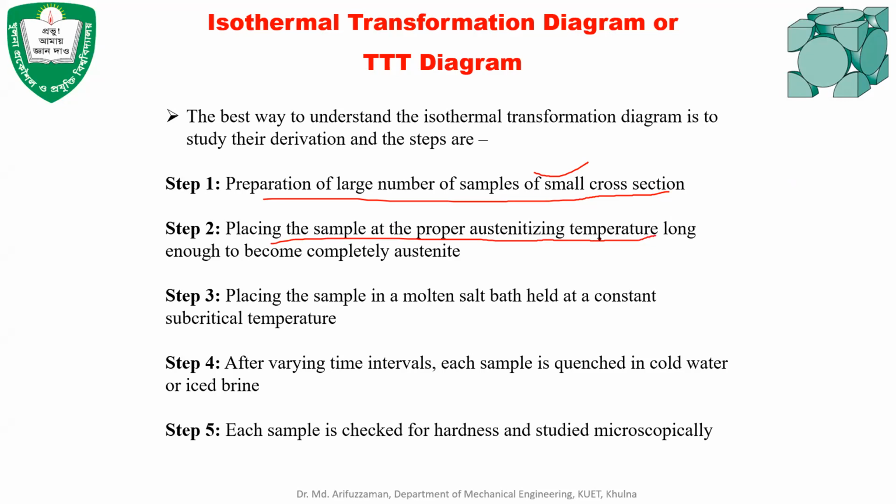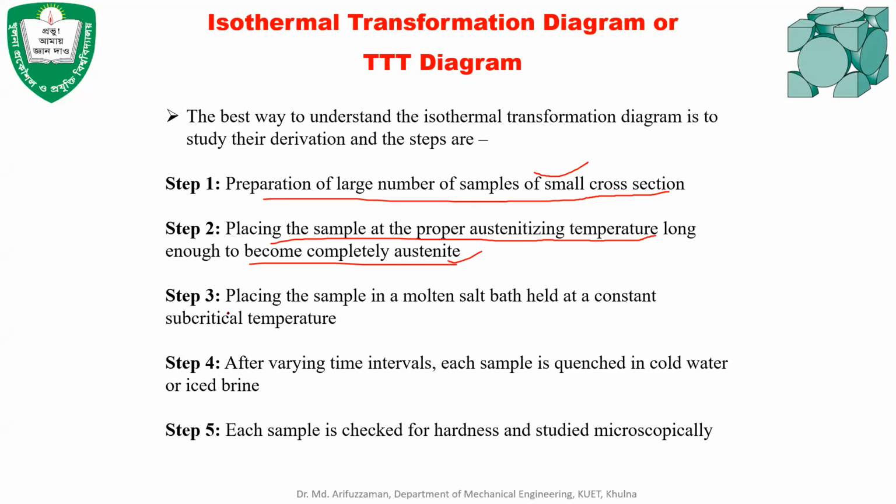and placing the samples at the proper austenitizing temperature. That means above the upper critical temperature, all the steel will be transformed into austenite, and you have to ensure that the whole sample has been transformed to austenite.